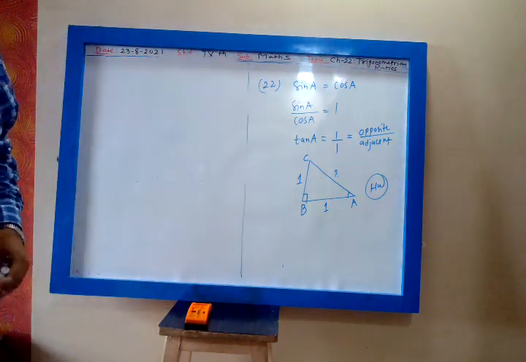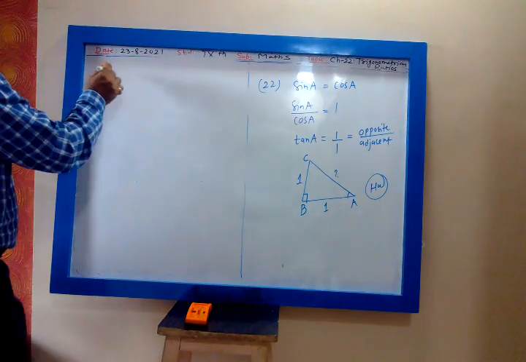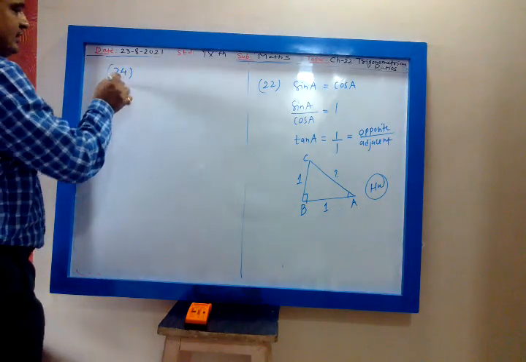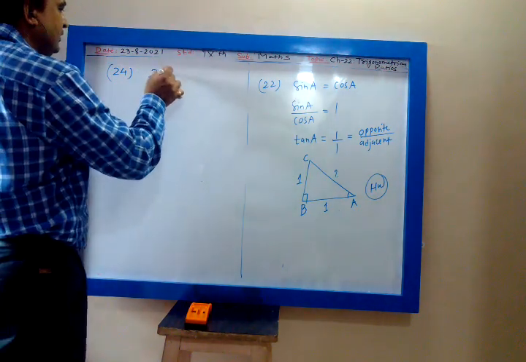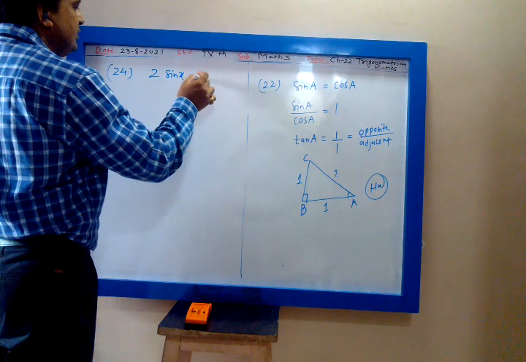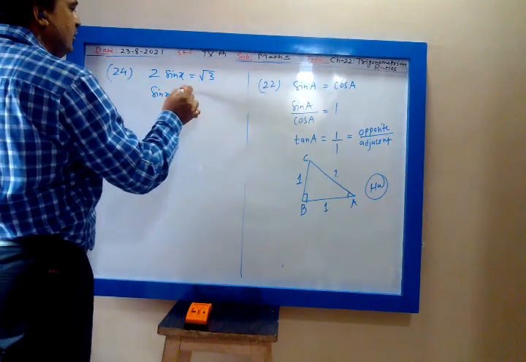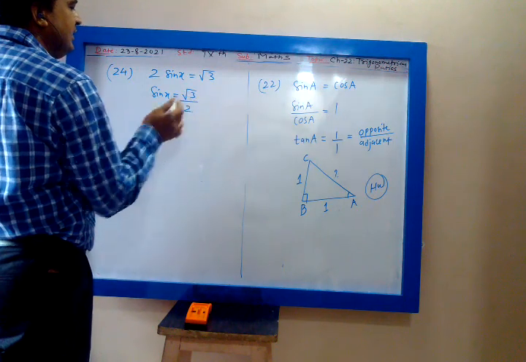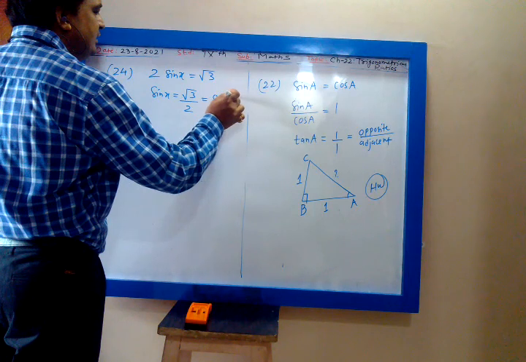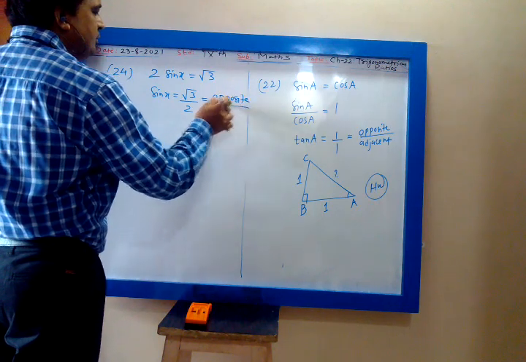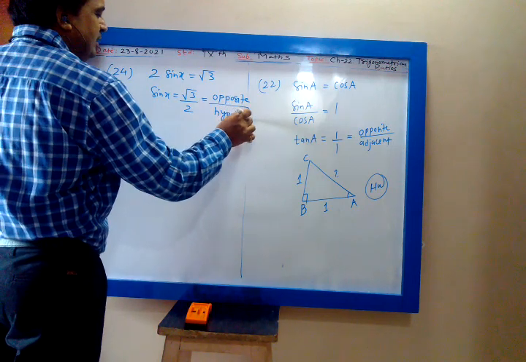Then 23 is omitted. Question 24: 2 sin x is equal to root 3. So, sin x is equal to root 3 by 2. And what is sine? Opposite upon hypotenuse. Opposite upon hypotenuse is sine.